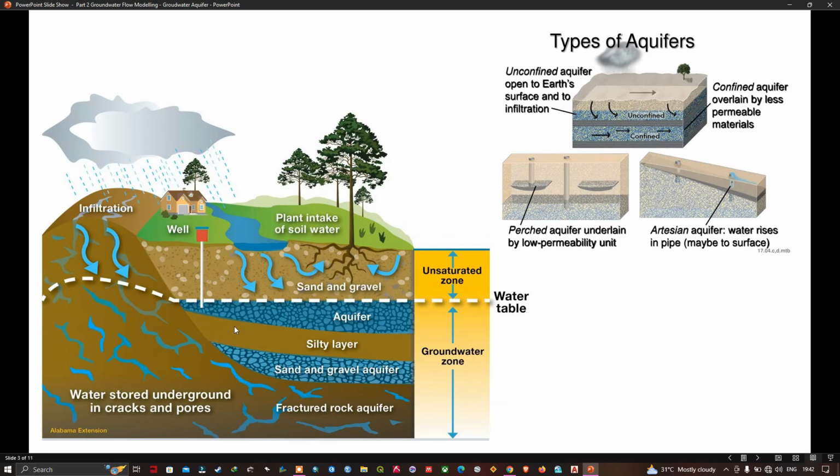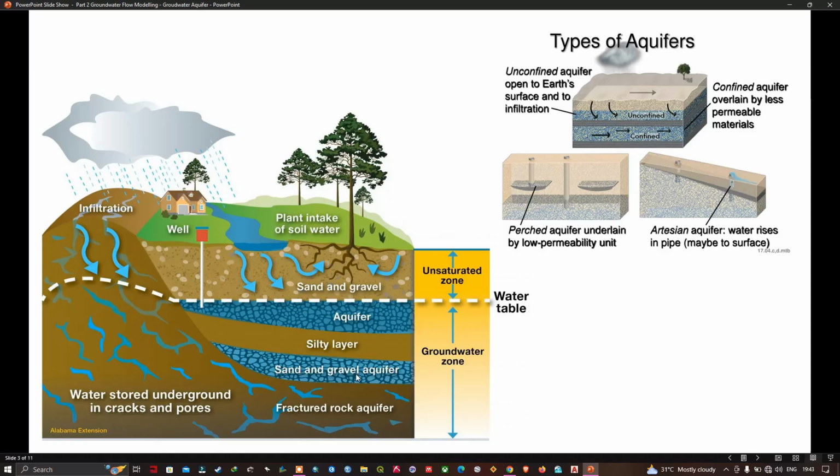Previously we saw an example of an aquiclude, where it can store water but cannot transmit. So the example formation could be clay and silty layer. This particular layer can store water but it cannot transmit the water. And followed by below, we have this sand and gravel aquifer. It has an ability to store and transmit water.